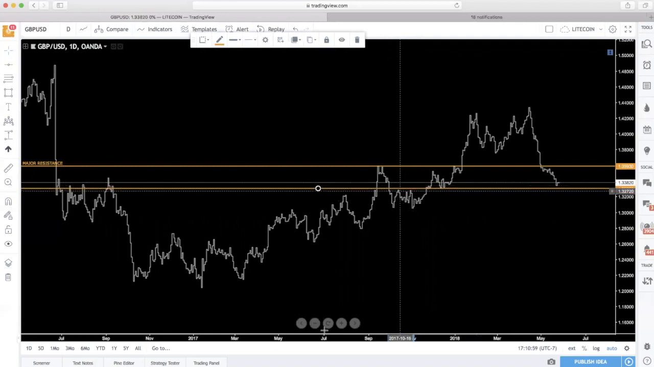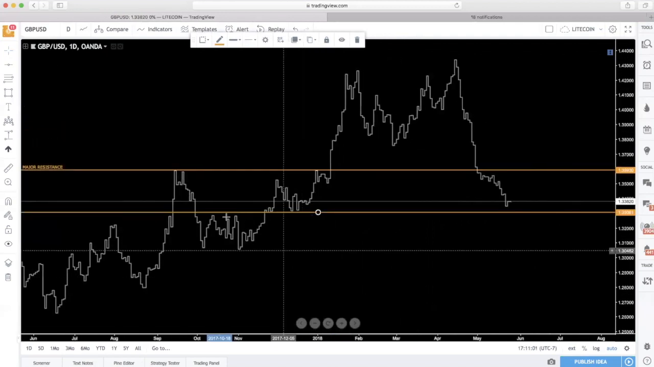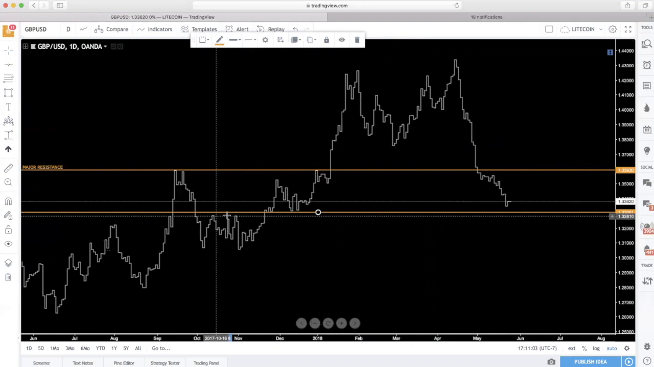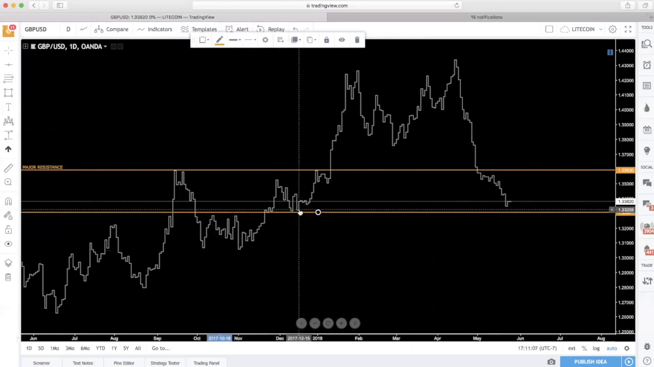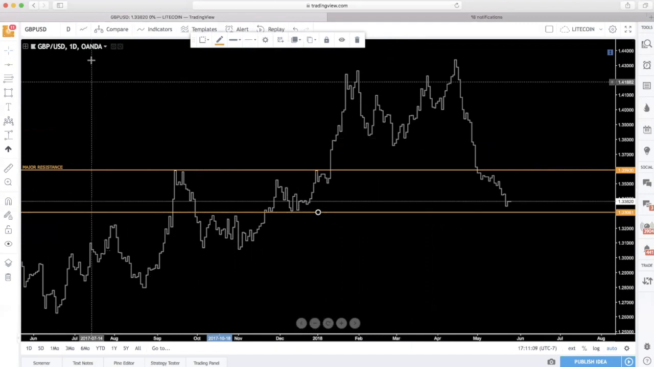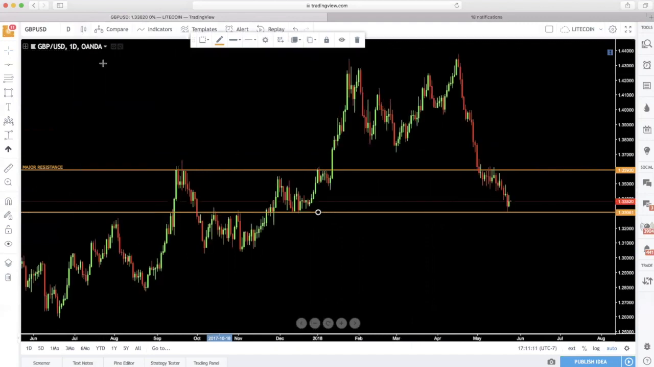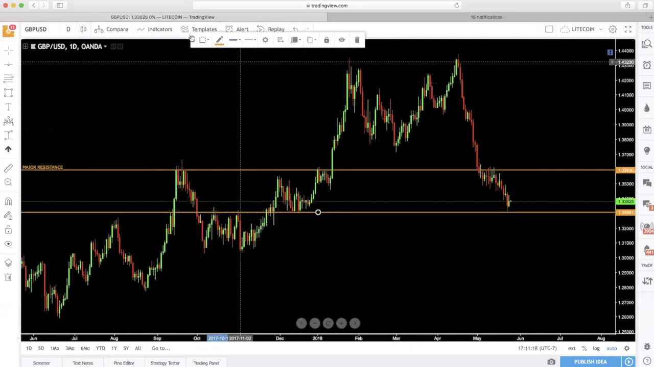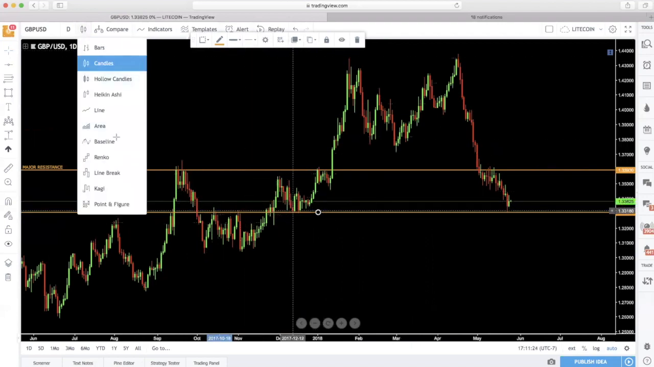As you can see right here, the line's not quite on the price. It's kind of right in between both of them. If we switch to the candles, however, you can see price definitely was wicking that major area. So that's what's good about switching back and forth, just so you can see where the rejection was.